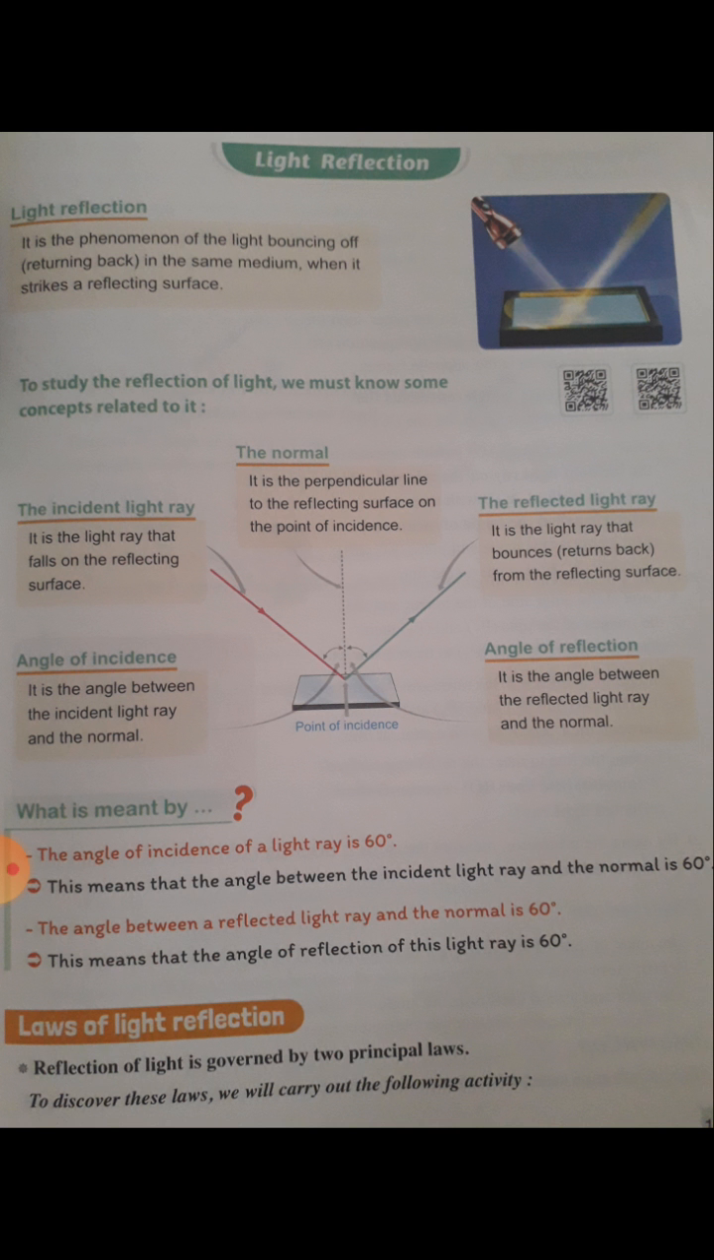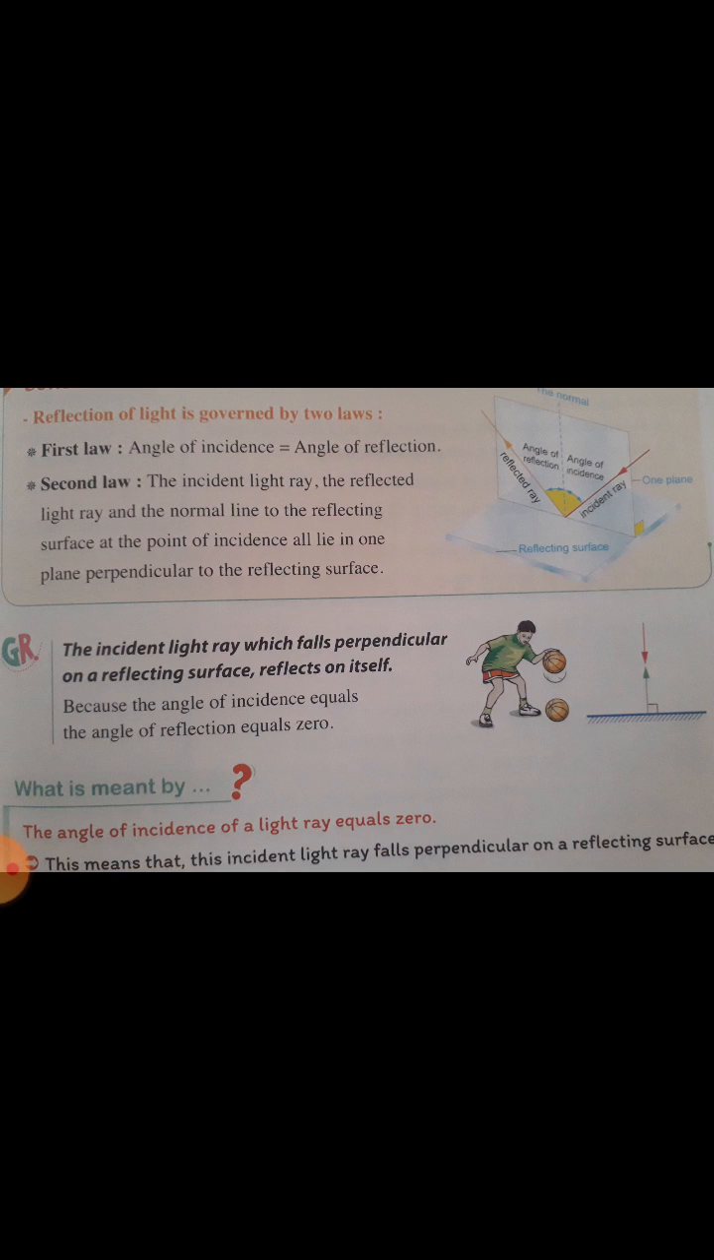Then, what are the laws of light reflection? Here we have two laws. The first one, angle of incidence equals angle of reflection. The second one, that incident light ray, reflected light ray, and the normal line to the reflecting surface at the point of incidence all lie in one plane perpendicular to the reflecting surface.